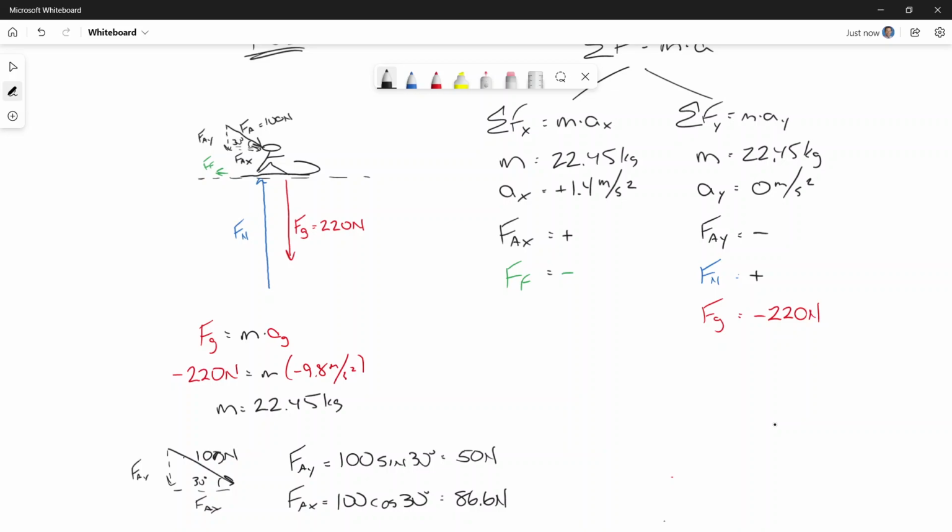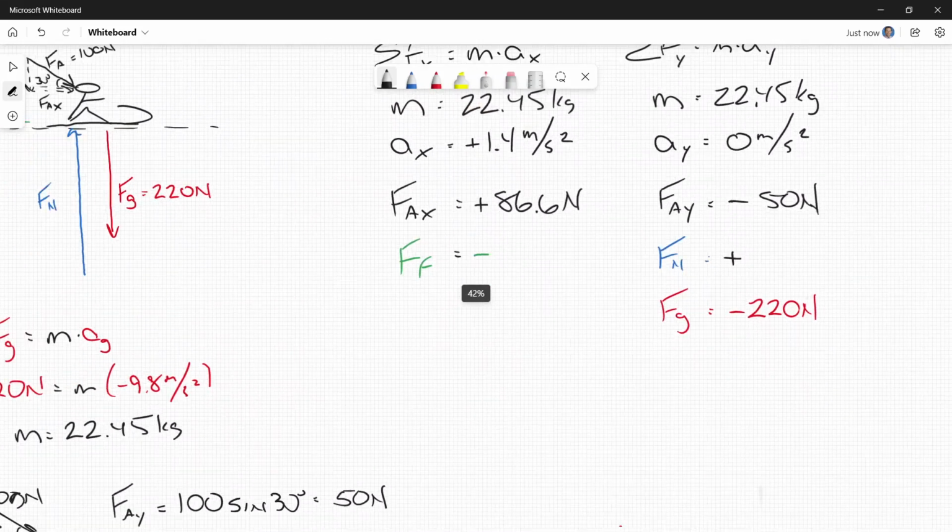So now I can plug in that in the x direction I have 86.6 newtons, and in the y direction I have 50 newtons. Now notice the sign for that 50 is negative. The length of the arrow is 50. The sign is negative. It points downward. All right, so where do we go from here?